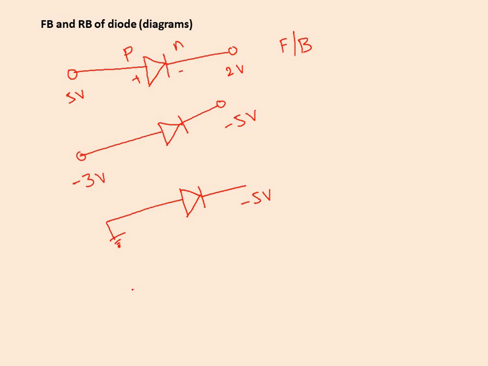Or else let me draw one more, so you can understand. Let us ground this, and on the other side I will give, let's say suppose, some 2 volt. All these are the forward bias conditions for a PN junction diode. Are you getting the point here?